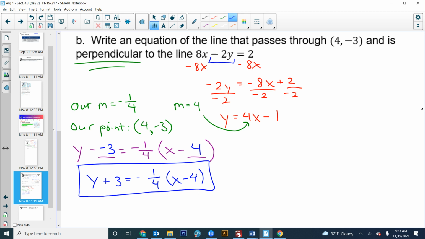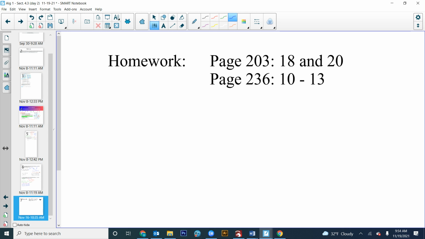How do we feel about this? It's almost like we need some practice. You agree? I'm gonna give you guys class time to do your homework. Just a few problems.